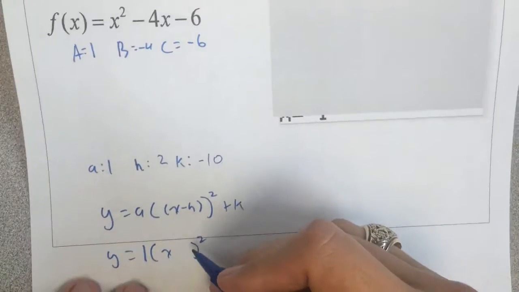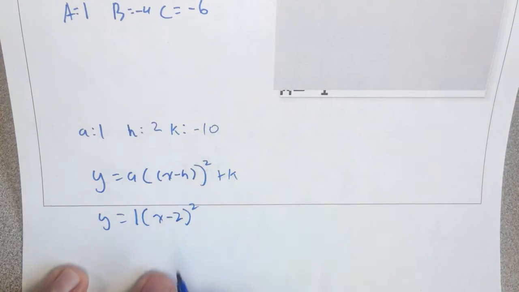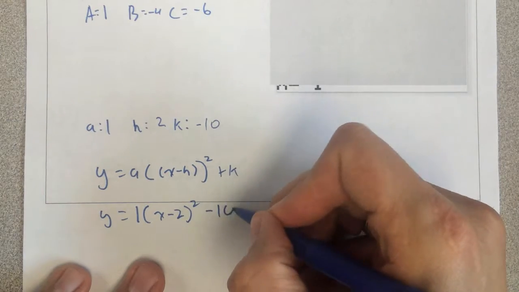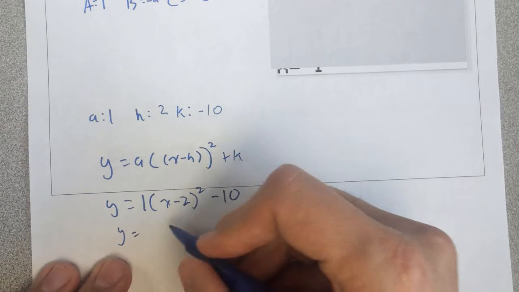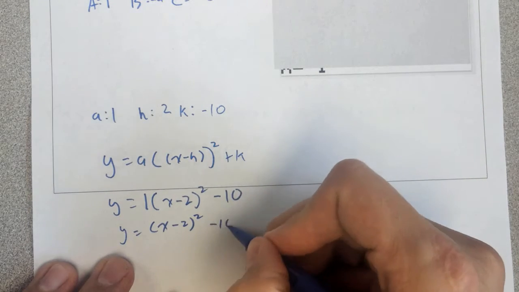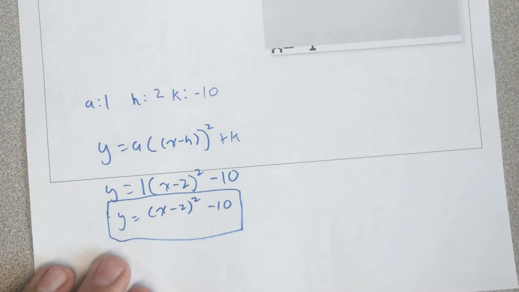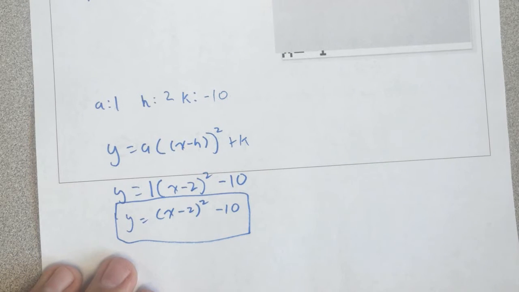All we have to do with that is plug them in the appropriate places. H is 2, which means we have -2 inside the parentheses, since it is opposite, and my k is -10. If you don't want the 1, you could always rewrite this as x minus 2 squared minus 10. I would take the 1, that is fine too. I don't care either way. That is example number 2.